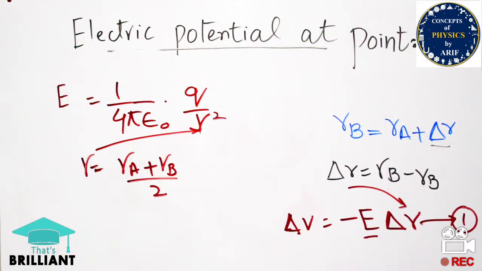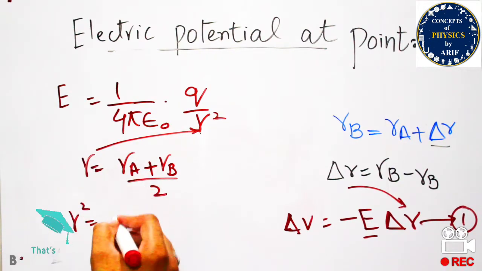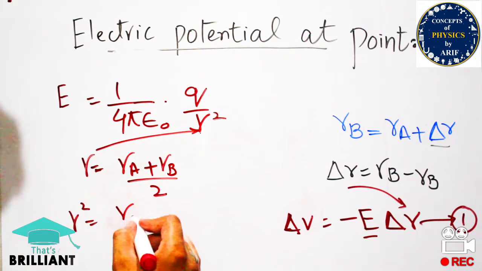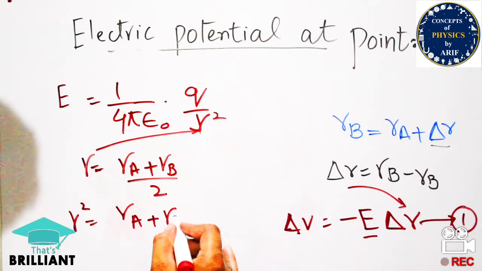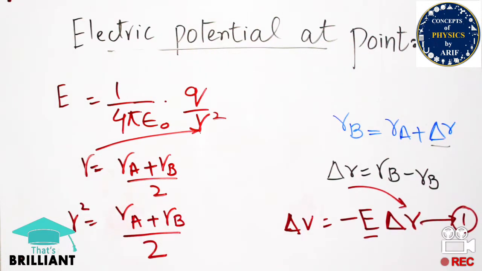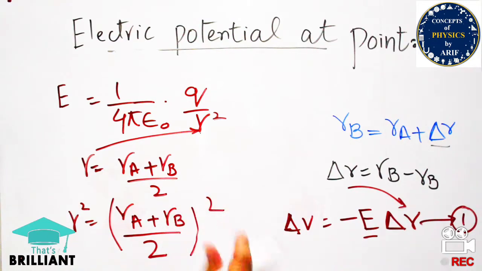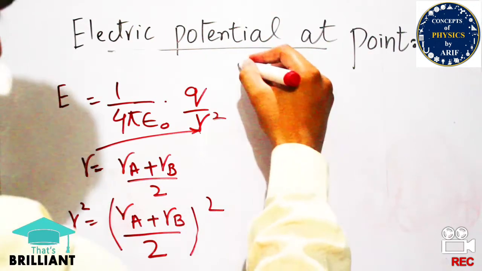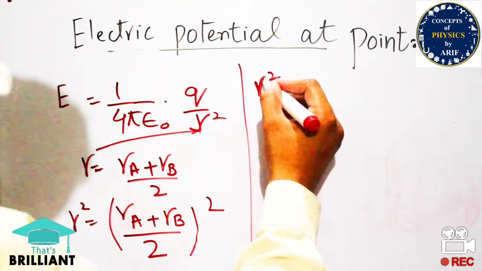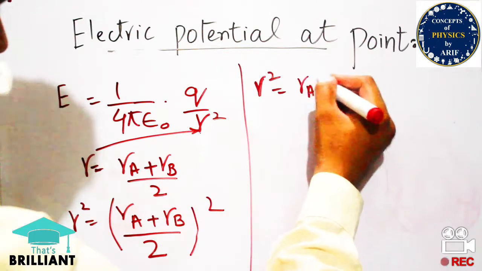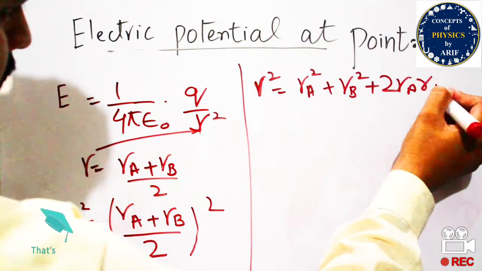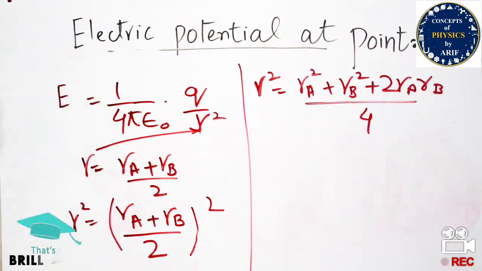We have r. So first of all we will take the square on both sides in order to calculate the value of r square. So r square is equal to (RA plus RB over 2) whole square. If we open RA plus RB whole square, then it will be in the form of RA square plus RB square plus 2 RA RB over 4, because the square of 2 is 4.